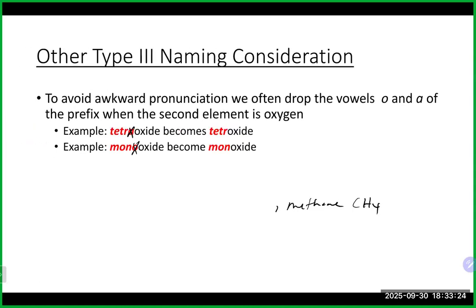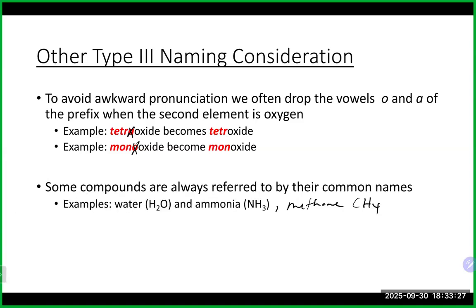Now, a couple of other types of considerations for type 3 naming. As you can see there, instead of tetraoxide, we're going to drop the A off of it. And instead of mono, like we just did there, we're going to have monoxide.